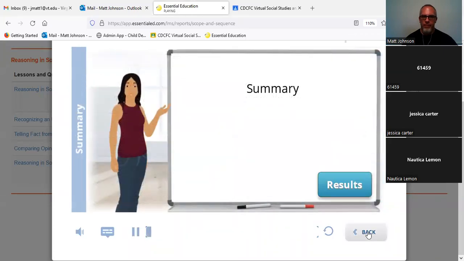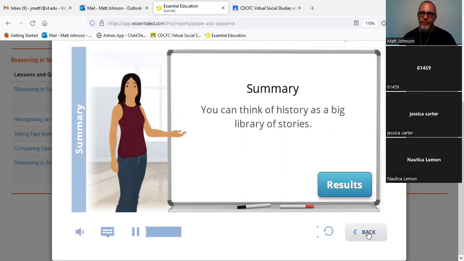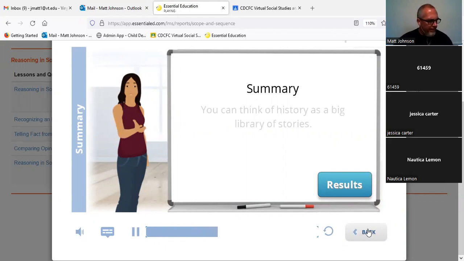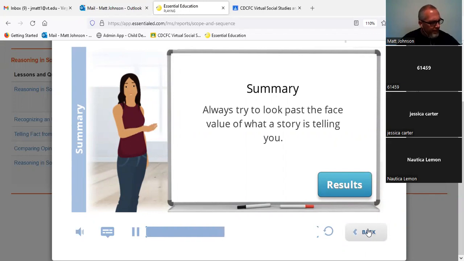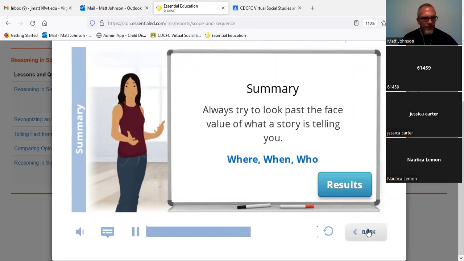Well, that's it for the lesson on comparing opinions and accounts. I hope I was able to show you a thing or two about how history is written and how it's understood. You can think of history as a big library of stories. Some of the stories are truer than others, but even fictional accounts can tell you something about the time and place in which they were written. Always try to look past the face value of what a story is telling you. Never stop asking where and when something was written and who wrote it. Never stop thinking about who the story's intended audience was.